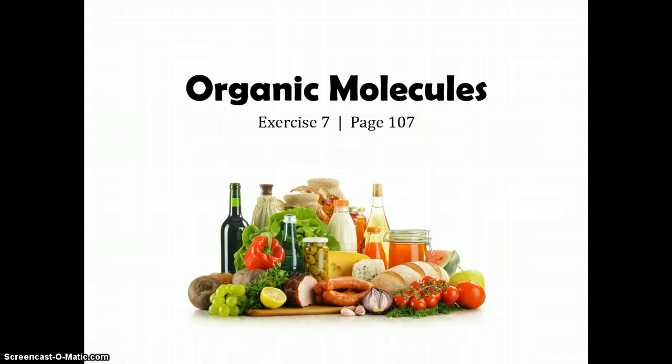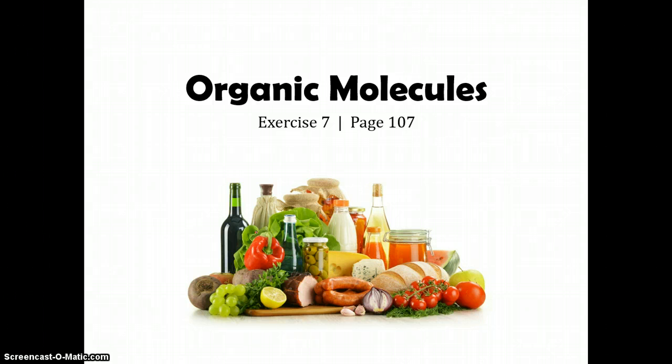This is just trying to mimic what we would do in lab, where you work on the exercise and then we go over it together as a class. So go ahead, get your lab book out. We're going to start on page 112.